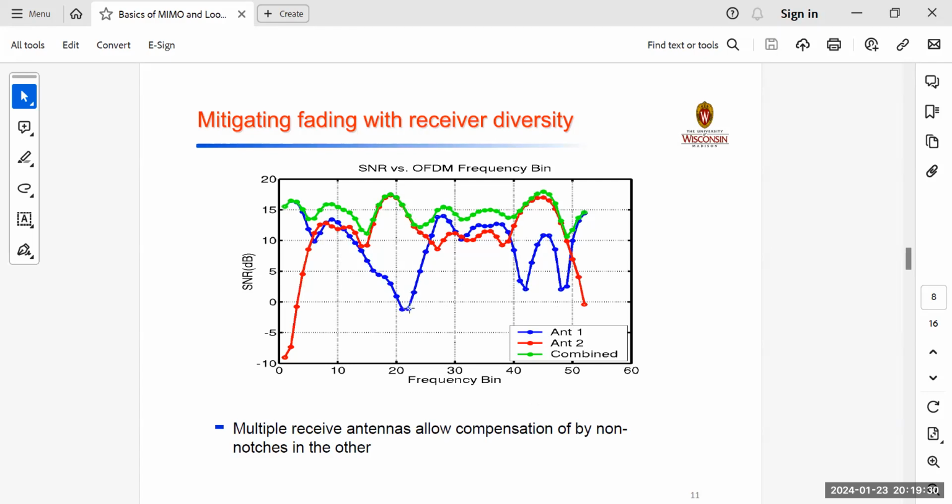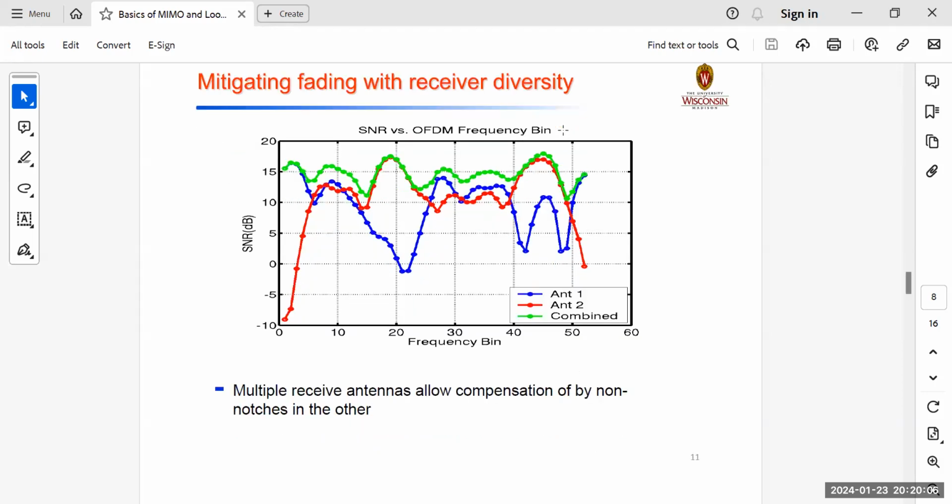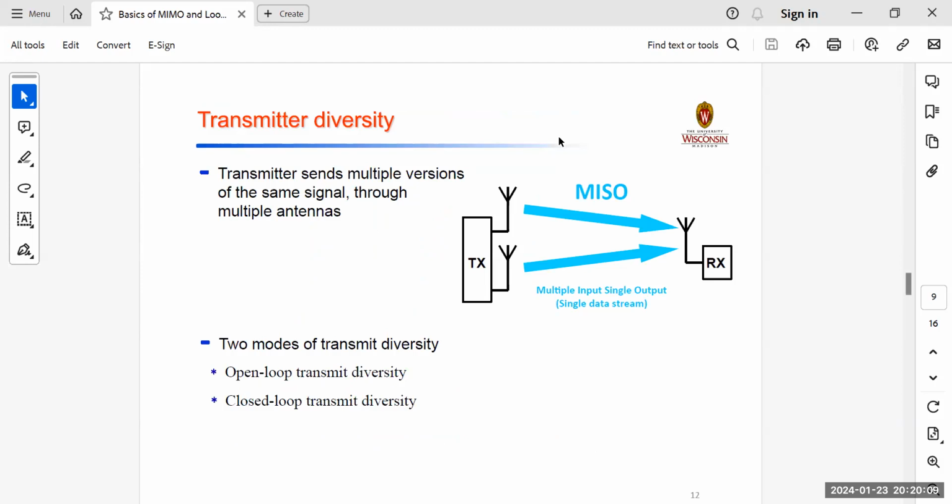For example, we had the notch for antenna 1, but for this frequency range, we have a good SNR, right? And then we have some glitch at this frequency where we have better performance for the blue one. So if we combine the effect of both of these, that would be the best scenario, right? So antenna 1 combined with antenna 2 would give us the best scenario. The multiple receive antennas allow compensation of notches in one by non-notches in others. So this is how you mitigate the effect of fading courtesy of the receiver diversity, that is, more number of antennas.